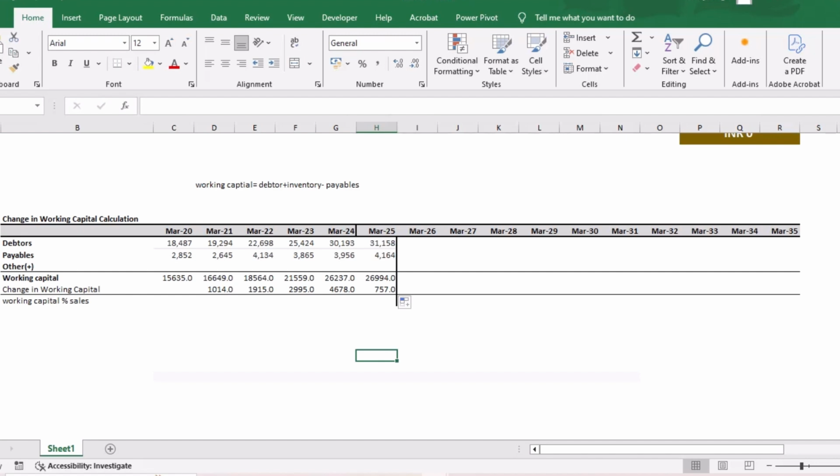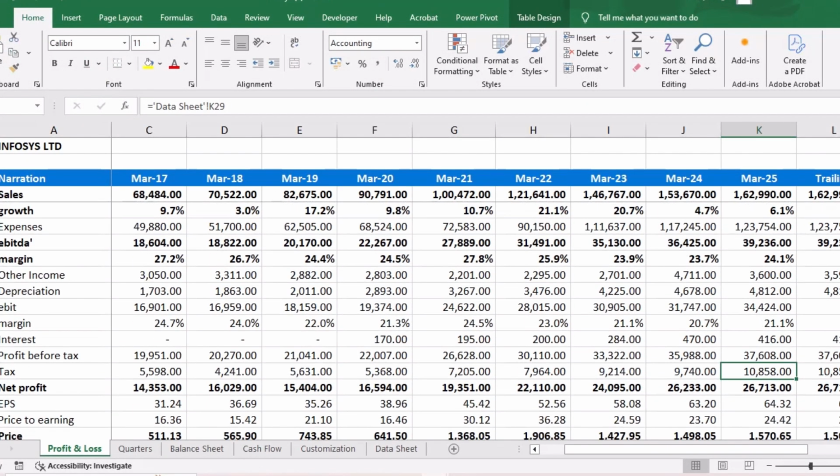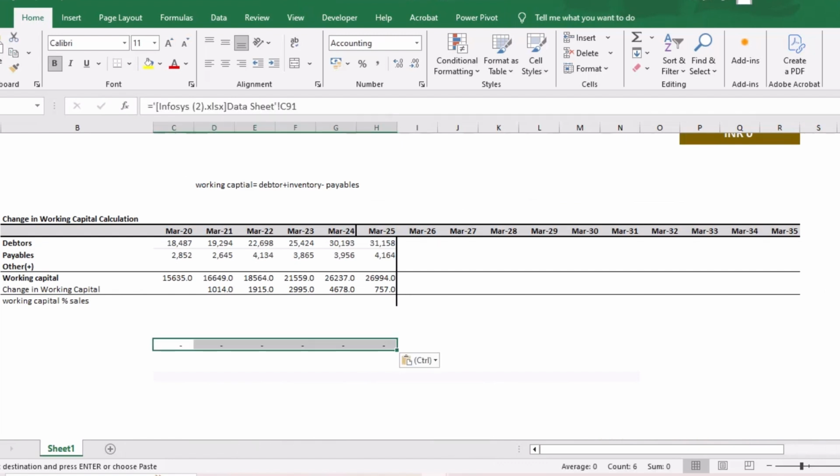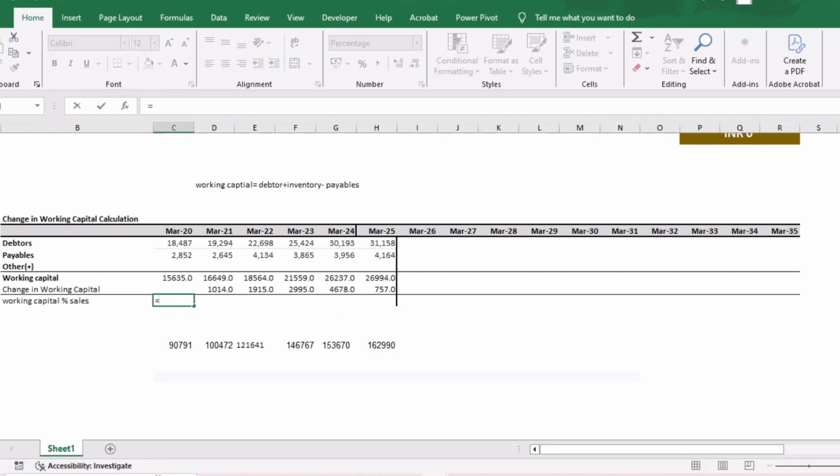So see, you need to understand that the requirement of working capital is directly proportional to the sales. Okay, so let me just get the sales figure as well. Here we can find the sales figure. These are the sales figures. Here I will plot the sales figure, and we will calculate this divided by this and drag it.